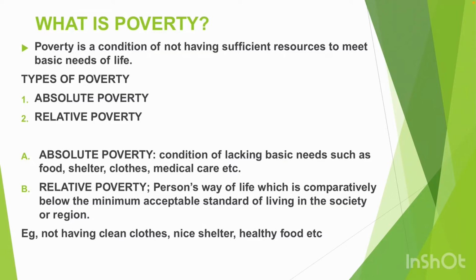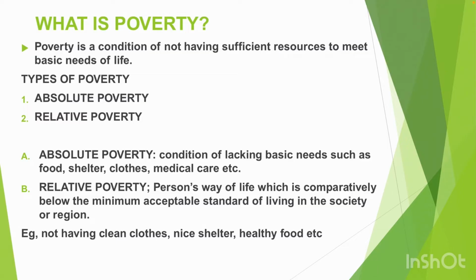For example, you have clothes, but they are not clean clothes. Why? You have no money to buy soap so as to wash the clothes. You have shelter, but it's not nice shelter because you do not have money to renovate or to simply build a nice shelter. They can eat, but maybe once a day, or they do not eat healthy food. So this type of poverty is called relative poverty.